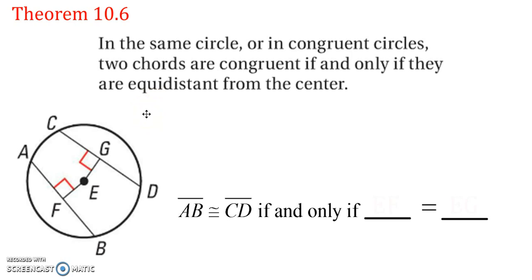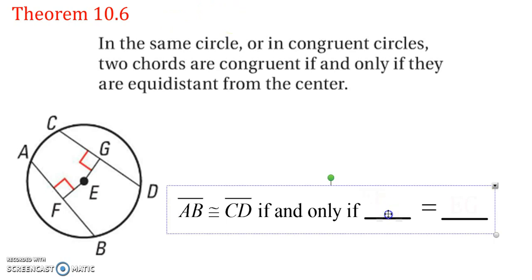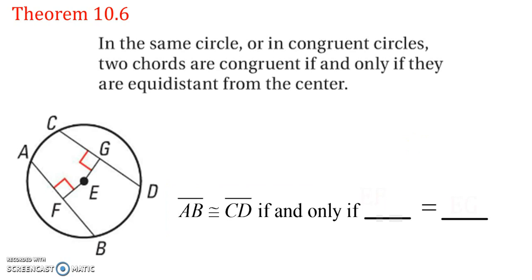Theorem 10.6 says this. In the same circle or congruent circles, two chords are congruent if and only if they are equidistant from the center. So right here, AB would be congruent to CD as long as EF is the same as EG. How do I know they're equidistant? I would tell you, but then you know that they're perpendicular to the line as well.